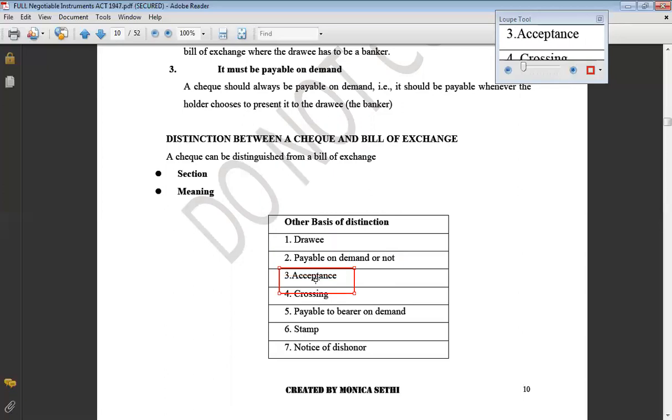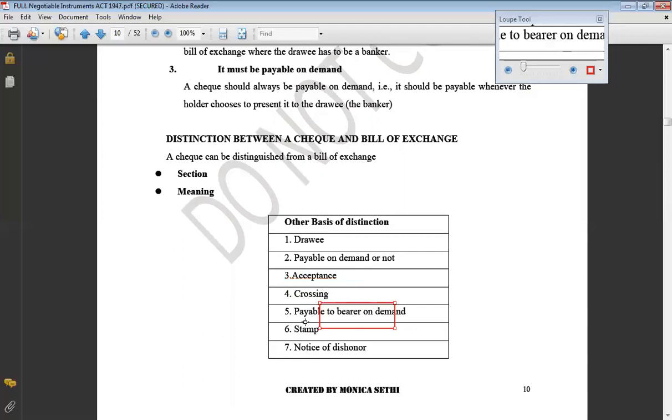Acceptance. Bill of exchange always requires acceptance. Check never requires an acceptance because issuing of checkbook is an implied acceptance that in case the drawer writes a check, the bank will honor that payment on that check subject to the availability of balance in the account of that person, subject to the signatures of the customer matching with the specimen signatures in the custody of the bank, and some more rules that we'll be discussing later on. Crossing. There's a concept of crossing of check which is there in case of checks only. Bill of exchange never has any crossing.